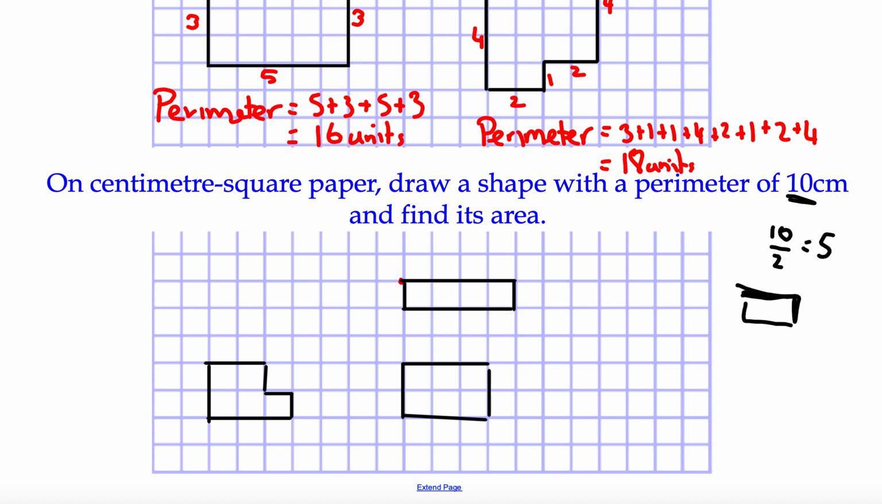It says also find the area. Now remember the area is the space inside. In other words, how many boxes does it take up inside? So all we need to do for that is count the number of boxes inside. So 1, 2, 3, 4, and 5. So for this shape here, we can say that the perimeter, I'll just use P for perimeter, is 10 units, and we'll say the area is 5 what we call square units.